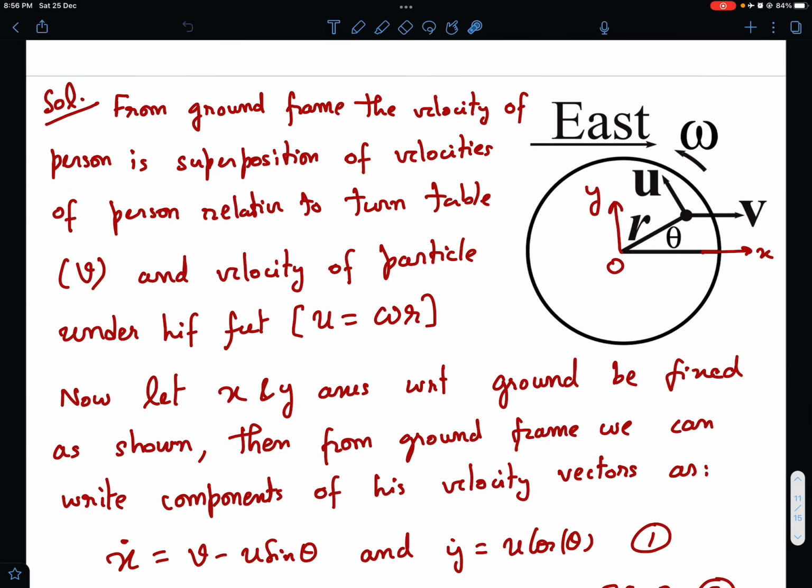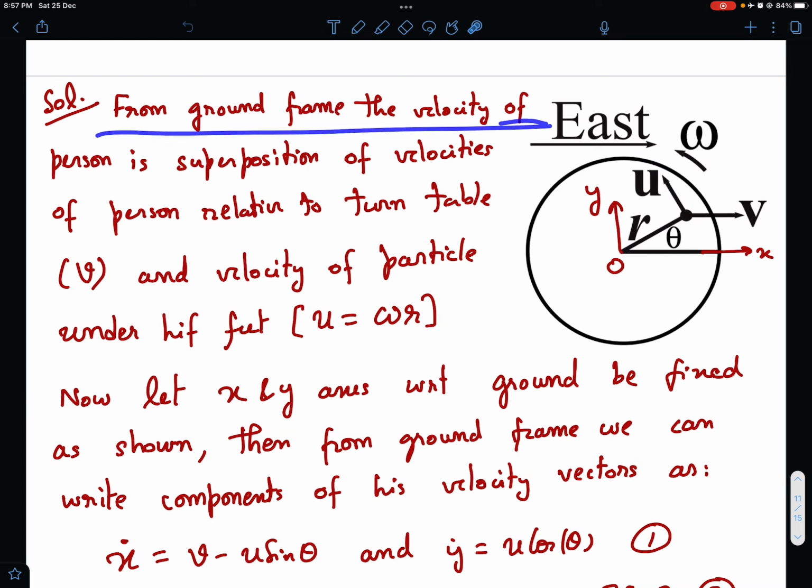So let's see. From the ground frame, the velocity of the person is what? He is moving with respect to the turntable facing eastward with a speed v. But then think about the point that is just under the foot of the person. Since the turntable is rotating, if that point is at a distance r from the origin, then it will have some tangential speed, let's say u, and this u will be equal to omega r. So that's what I've written.